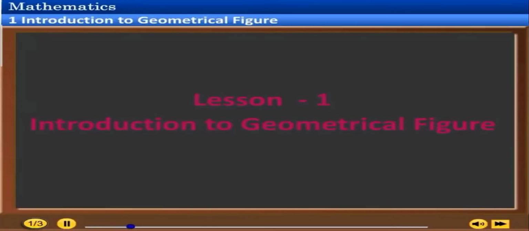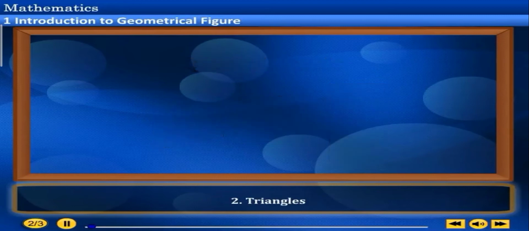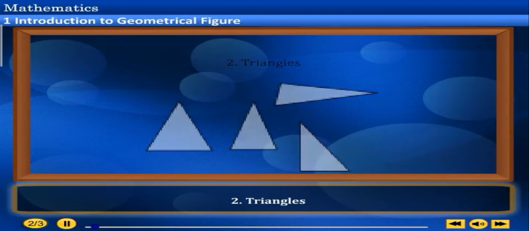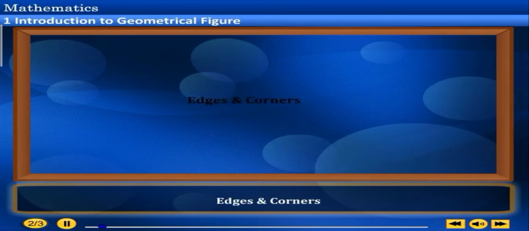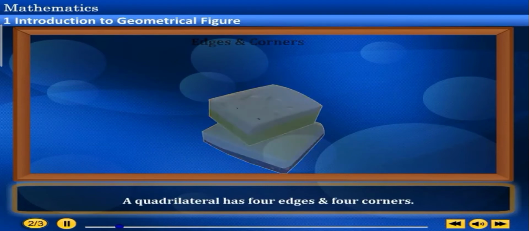Lesson number 1. Explanation. 1. Quadrilaterals. 2. Triangles. 3. Circles. Edges and corners. Look at this piece of barfi. It is a quadrilateral. A quadrilateral has 4 edges and 4 corners.